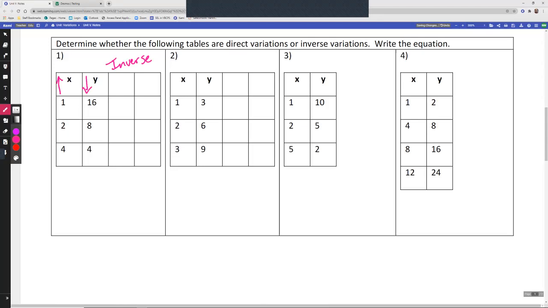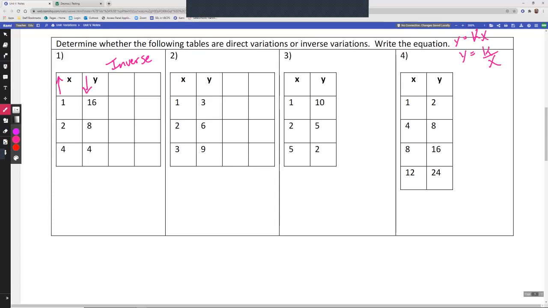But we're still going to need that information. So that's just kind of a quick little method. Now let's actually read what the directions say and do what they say. It says determine whether the following tables are direct variations or inverse variations, and then write the equation. All right, so what this is asking for when it says to write the equation is going to be that y equals kx or y equals k over x. Okay, it's looking for one of those.